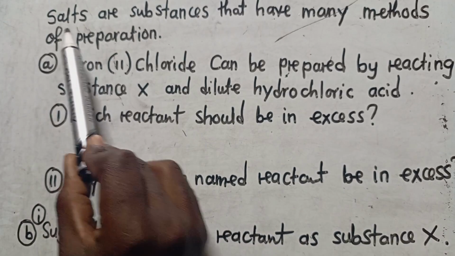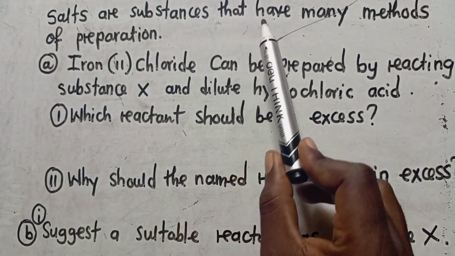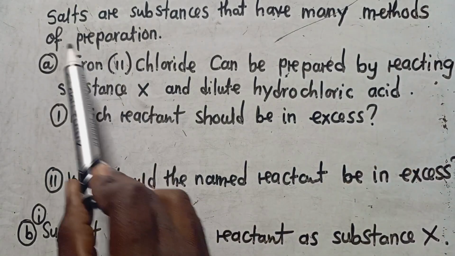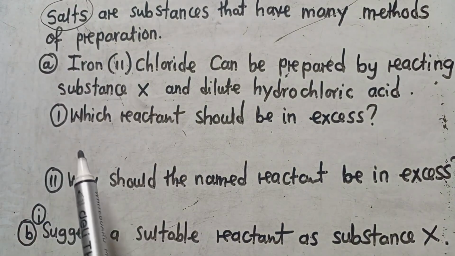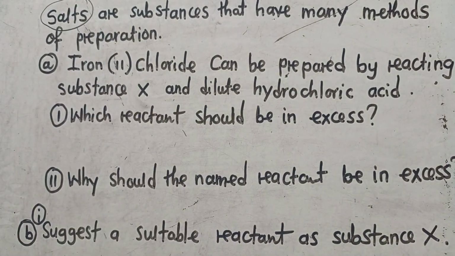The question is saying salts are substances that have many methods of preparation. Whenever we are talking about a salt, you need to understand that a salt is a substance formed when the hydrogen ion of an acid is fully or partially replaced by a metal or ammonium. So a substance that is formed has got so many methods of preparation, and those methods depend on their solubility in water.